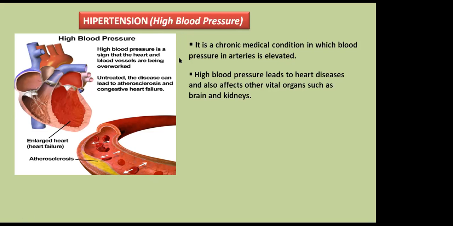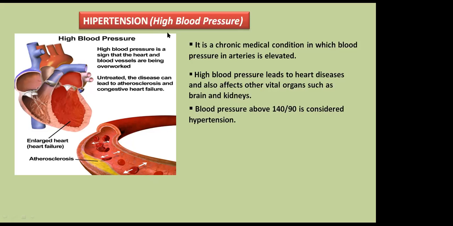High blood pressure leads to what? It leads to heart diseases and also affects other vital organs such as the brain and kidneys. Why? Because in all these organs, arteries end with capillaries. If the blood pressure is high in the aorta, that results in increased pressure in the arteries and further increased pressure in the capillaries. As the capillaries are subjected to high blood pressure, there is damage to the wall of the capillaries. Hence, most of the sensitive and important organs are also damaged due to hypertension.